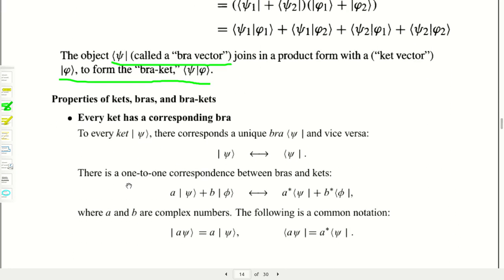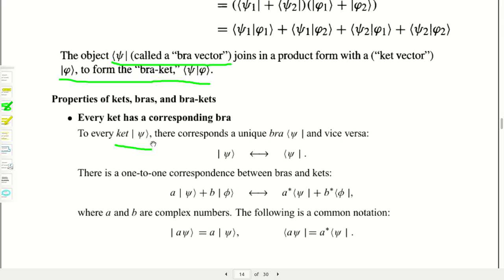Ket means a function which is obeying all the laws in the Hilbert space. Hilbert space is an infinite dimensional space and complex in nature also. So it has a dual character, that is the Ket psi. Psi is a function in the Hilbert space.